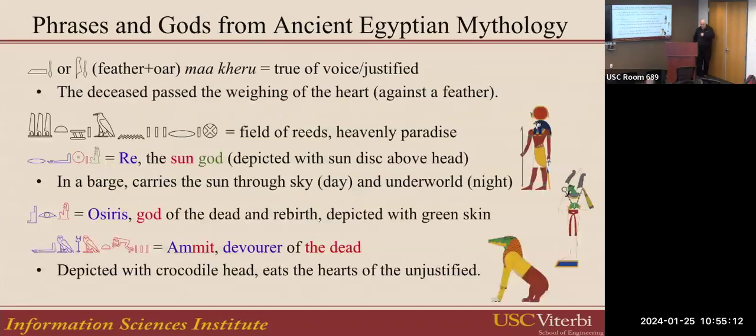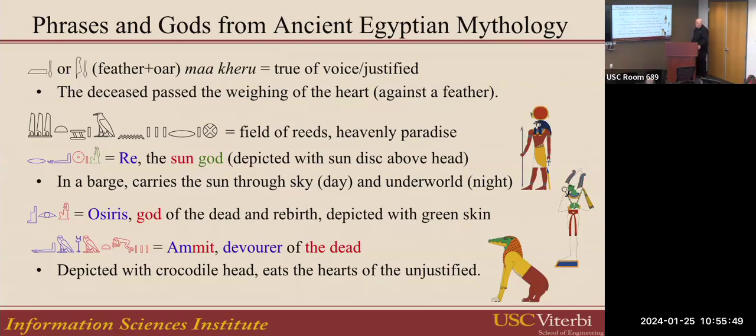So we're going to visit the Getty Villa. I have a few phrases here that we might see on Saturday. The first one means true of voice or justified. This is like when somebody dies, was he a good person who didn't commit sins? So this would be a phrase that would often be used. And one thing we'll see on Saturday is a field of reeds. I think those are reeds here. This is like an irrigation canal, and this is the equivalent in Egyptian mythology of a paradise.